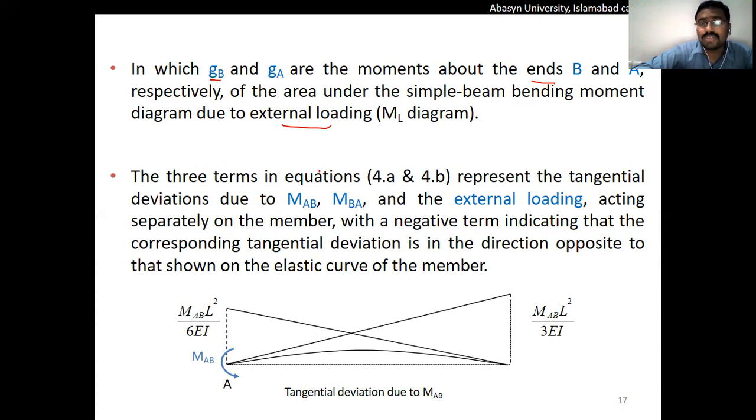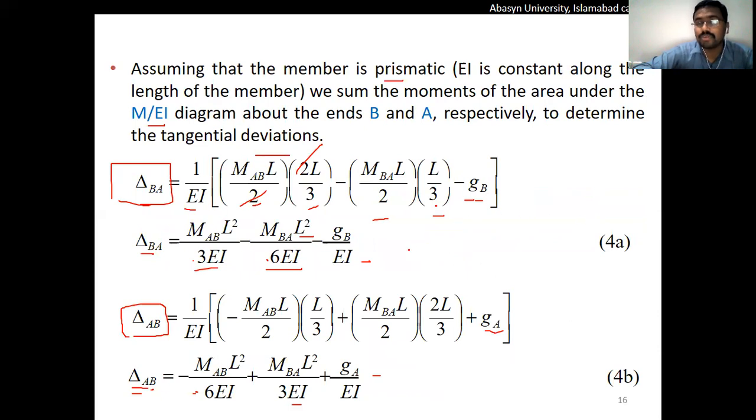The three terms in equations 4A and 4B, I'm referring to equation 4A, which is related to delta BA, and equation 4B, which is related to delta AB. The three terms I'm going to refer to are, first, MAB L square over EI, second, MBA L square over EI, and third, the term due to applied loading.